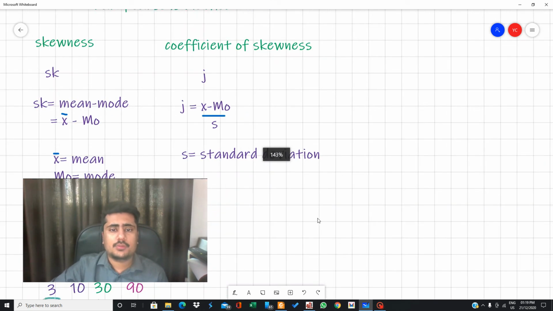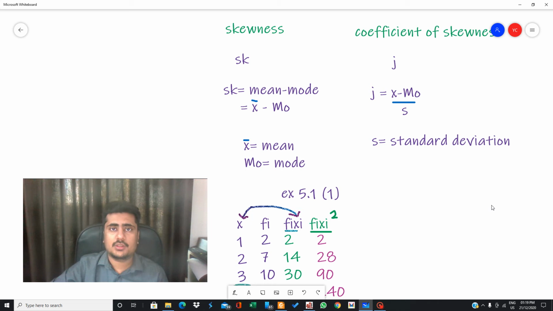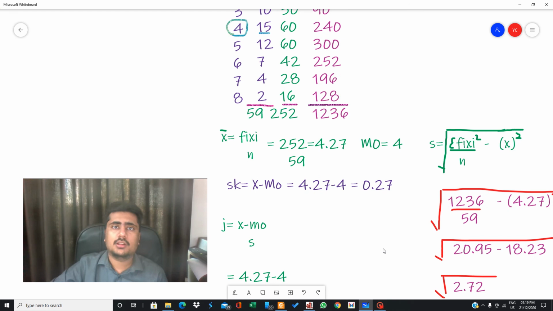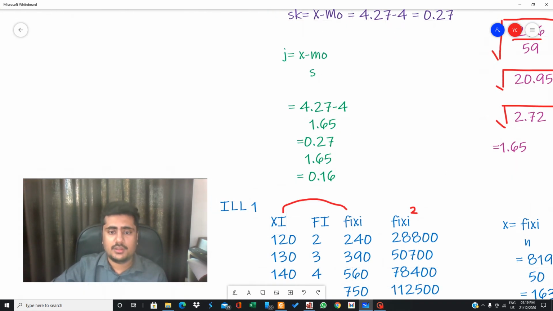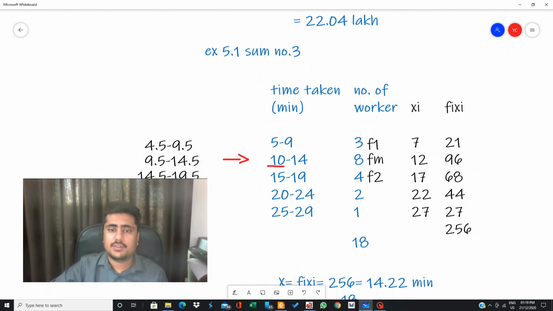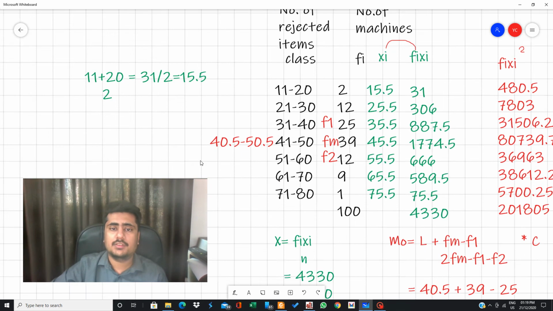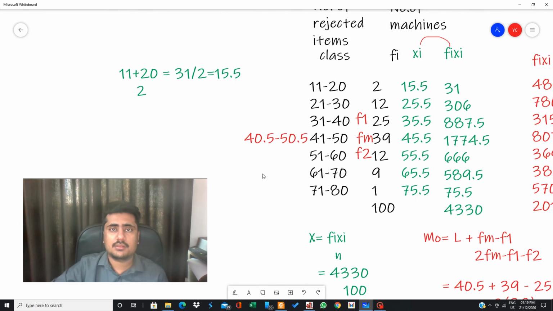Formula for skewness was mean minus mode, and formula for coefficient of skewness was mean minus mode upon standard deviation. We had seen this formula in all the particular frequencies, that is when only xi is given, raw data, when fixi is given, and when classes frequency are given. This one in every stage we had seen. Even last we had done in some in which inclusive frequency was given.